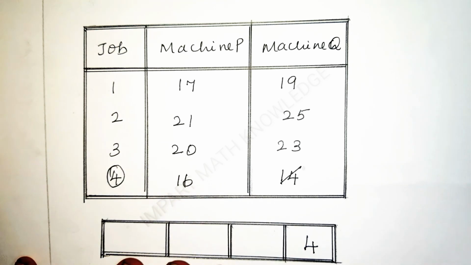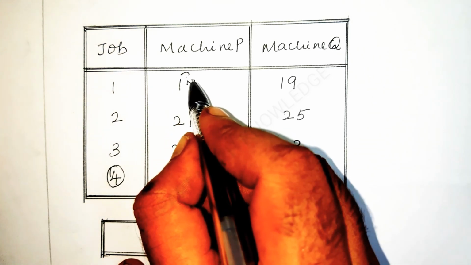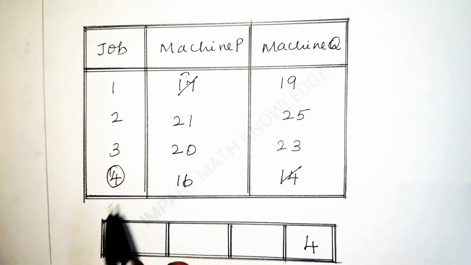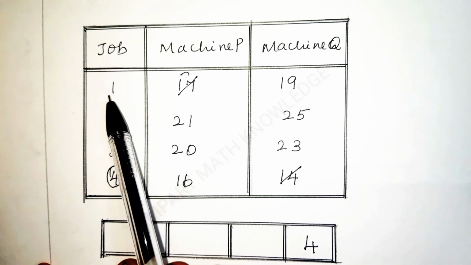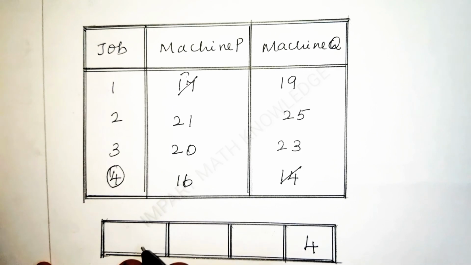The next minimum element is 16. It comes under machine 1, same job. Already the 4th job is completed, so you move on to the next minimum value. The next minimum value is 17, which comes under first machine. So do the corresponding job 1 at first.